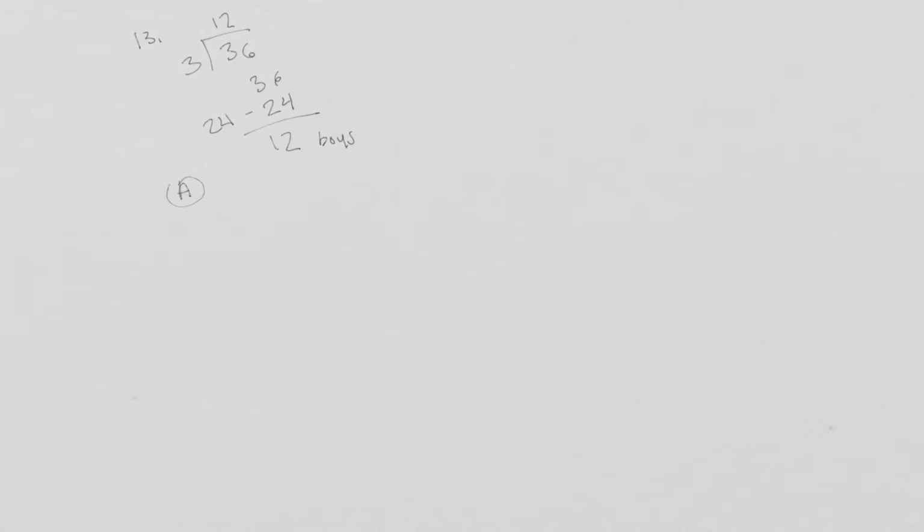Okay. Number 14. If a 200-mile trip takes 4 hours to complete, the average speed is what? So 200 divided by 4 is 50. So they were going 50 miles per hour. Because 4 goes into 20 five times.